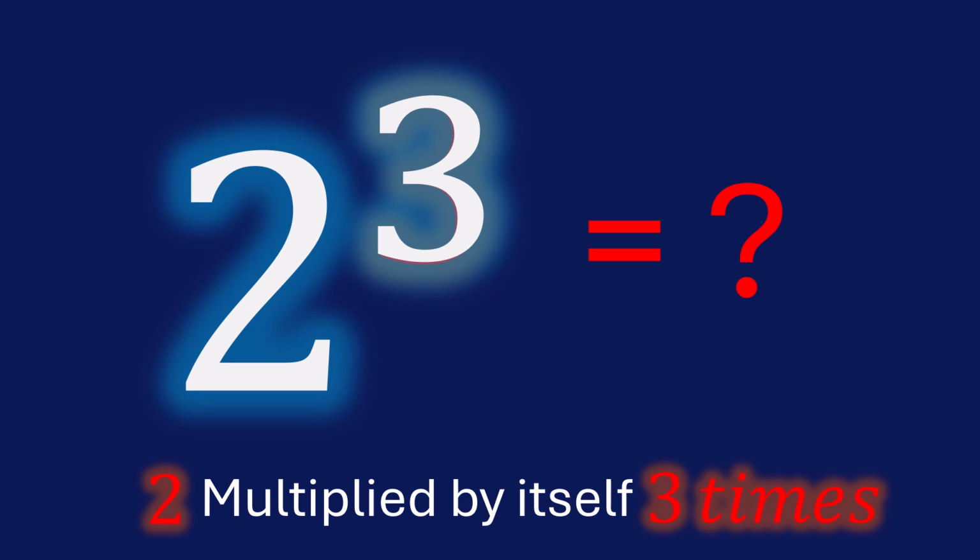This is another example, but not with 2's. Look, here the base is 2. The raise is 3. Okay, the first number is the base, the second number is the raise. So we can pronounce it like 2 raised to the third power, or we can say 2 to the power of 3.